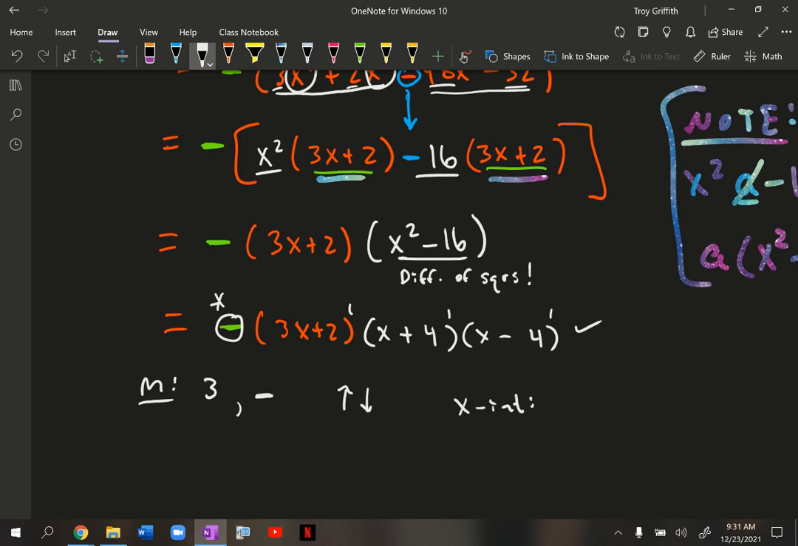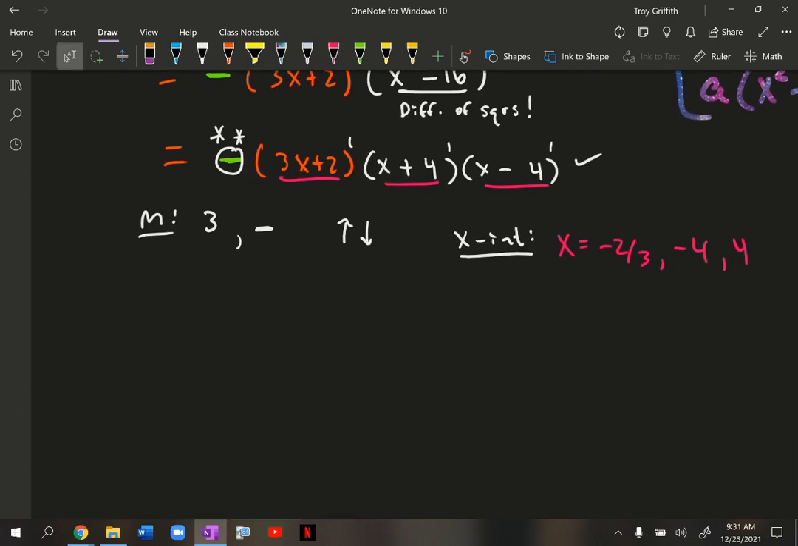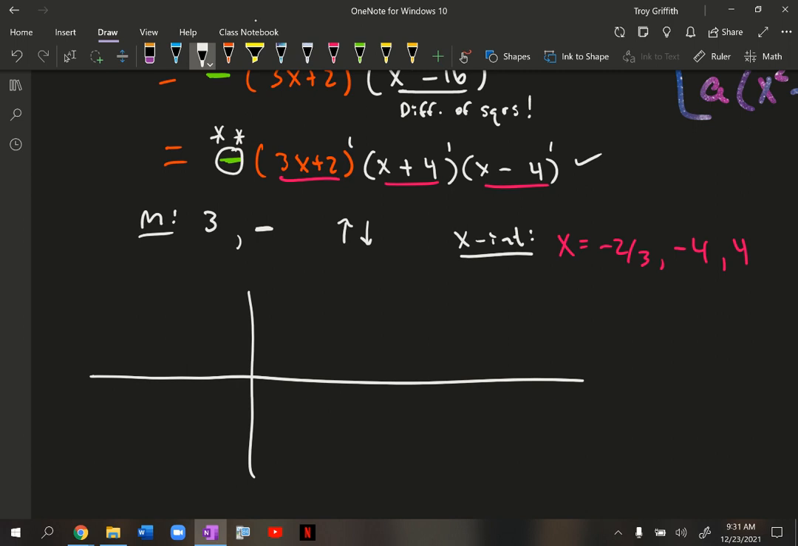Okay, x-intercepts. This negative does not add an extra x-intercept, only if it has an x attached to it. The only thing I'm looking at here for x-intercepts are here, here, and here. So let's write those down. First one there, subtract 2, divide by 3. Next one, subtract 4. Next one, add 4. Okay, so I'm going to get 3 x-intercepts. Let's plot them real quick, and then let's draw them in. So I've got one at negative 4. I've got one at negative 2/3. And then I've got another one at positive 4.